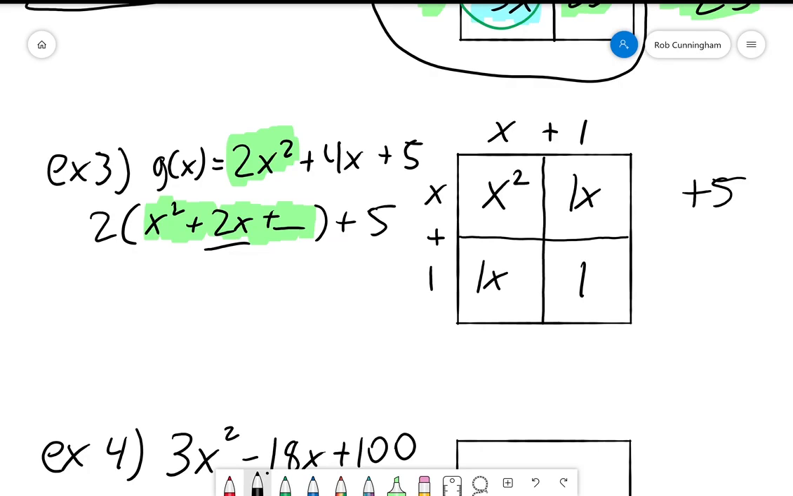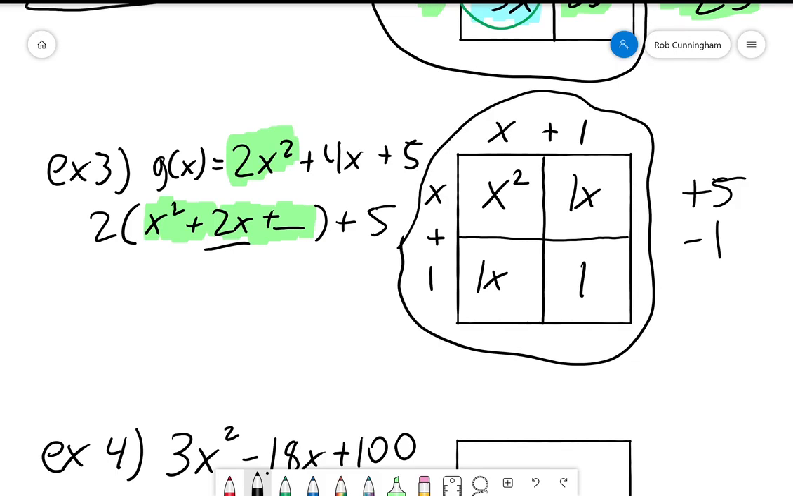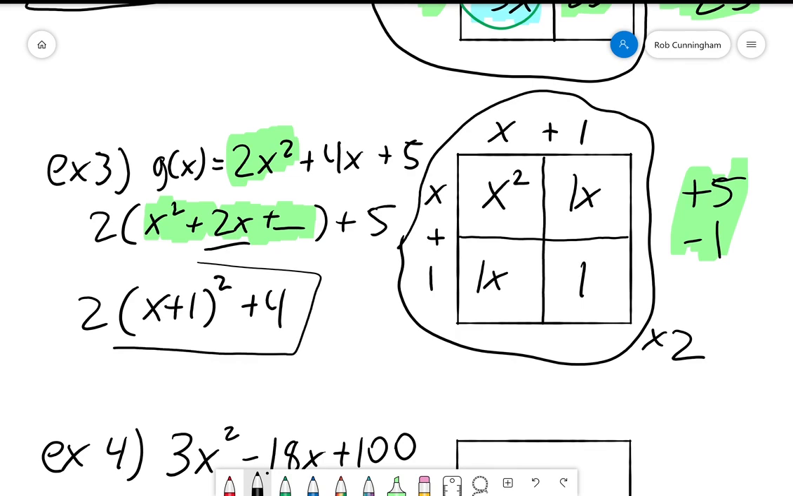If I add 1 on the inside, I have to subtract 1 on the outside. So my final answer is this square, except there's 2 of them. So 2 times x plus 1 squared plus 5 minus 1 plus 4.